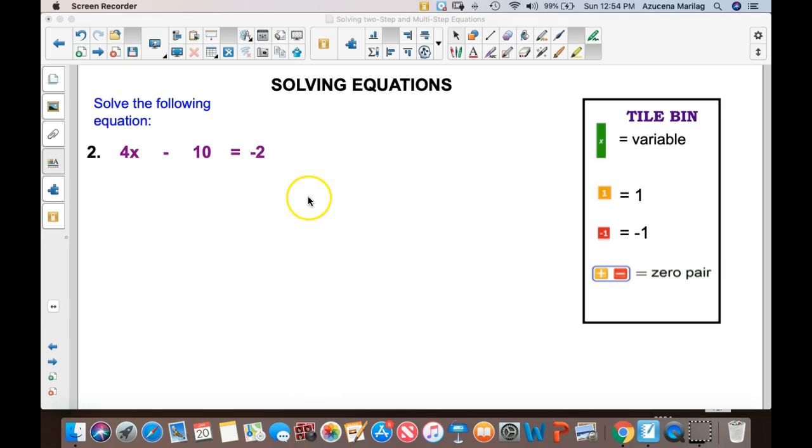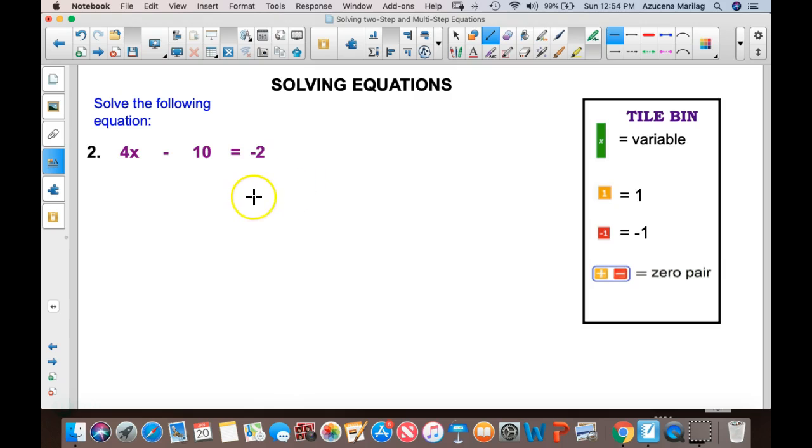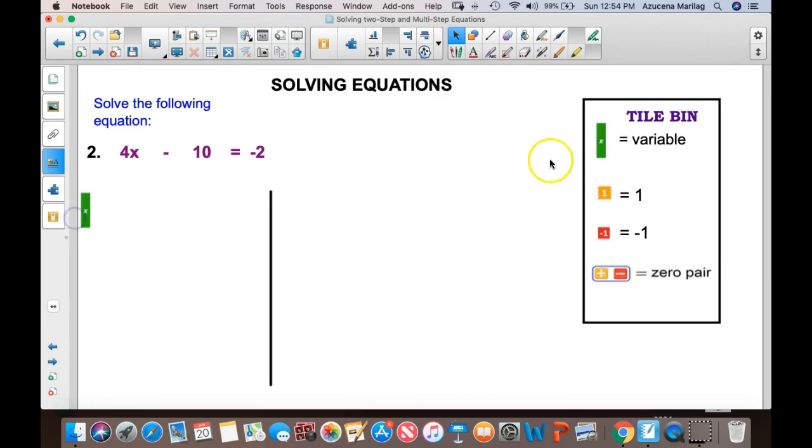So we have here for our problem number 2, 4x minus 10 equals negative 2. Let's create our divider first. So we're representing 4x minus 10 on the left side. That means we need 4 of these green rectangles. It's 2, 3, 4. And we need 10 red squares to make negative 10.